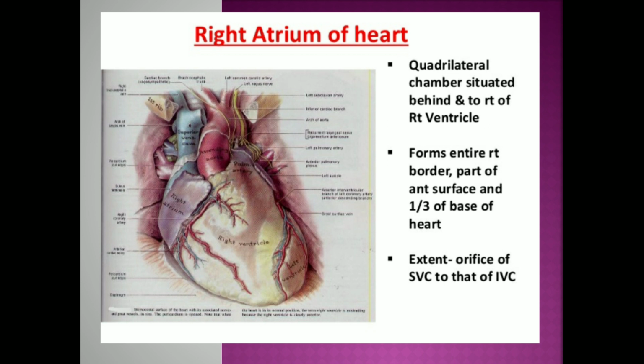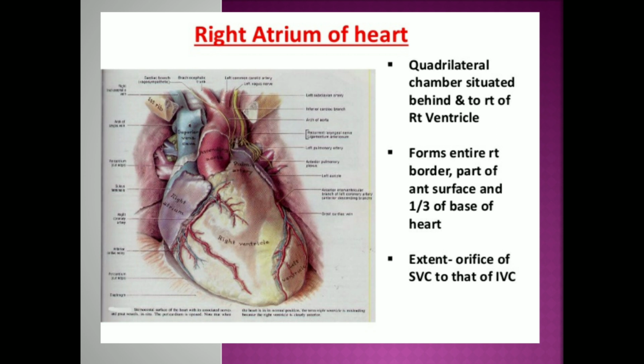Next, the external feature you see in the right atrium is a shallow vertical groove which extends from the superior vena cava to the inferior vena cava. That part is called the sulcus terminalis. Externally we call it the sulcus terminalis; internally it is called the crista terminalis. These are the external features of the heart.